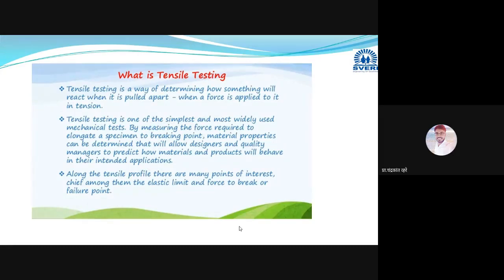Again, in daily routine I will give an example where tensile stress is going to generate. A simple example: you take your rubber and just stretch that rubber up to a certain level. If you remove the load, that rubber will come back to its original shape. Again you stretch, again remove, and it returns to its original shape.